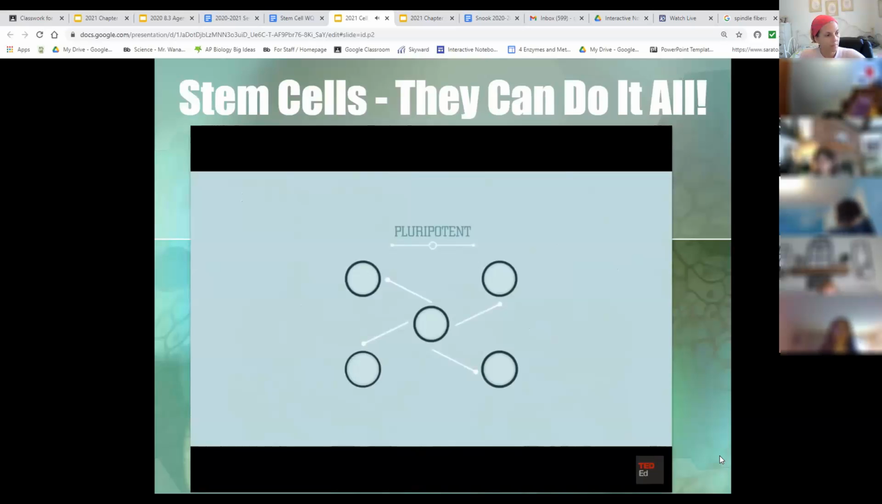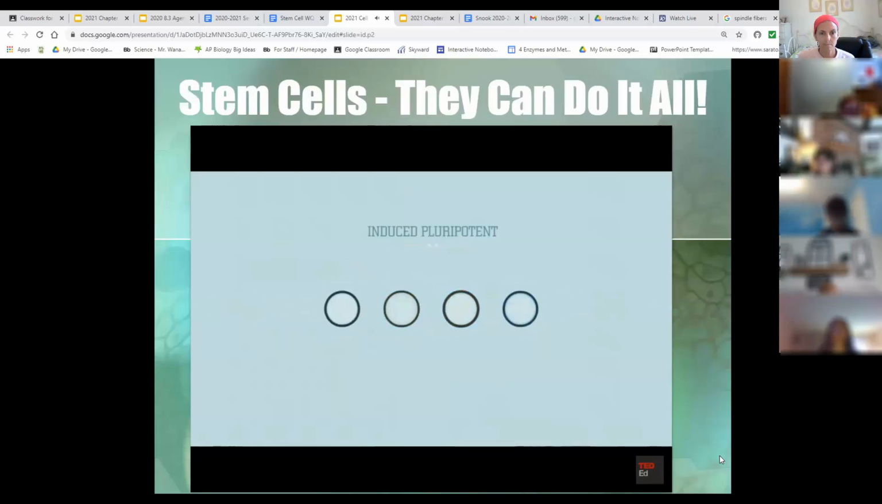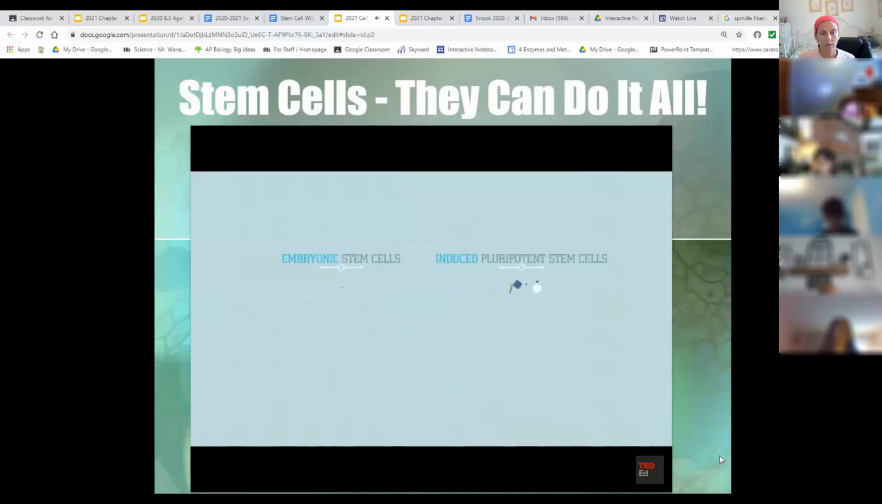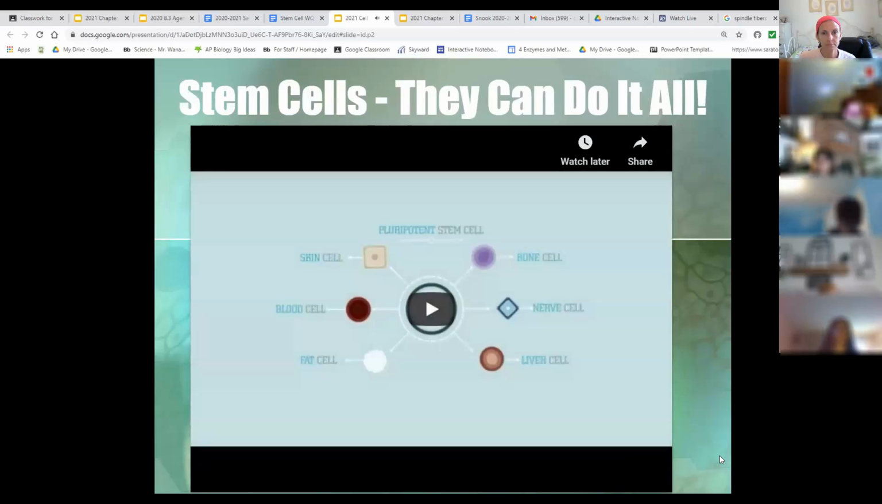This means that they can be grown into any kind of tissue in the body. A third kind of stem cells is called induced pluripotent stem cells. These are regular skin, fat, liver, or other cells that scientists have changed to behave like embryonic stem cells. Like embryonic stem cells, they too can become any kind of cell in the body.